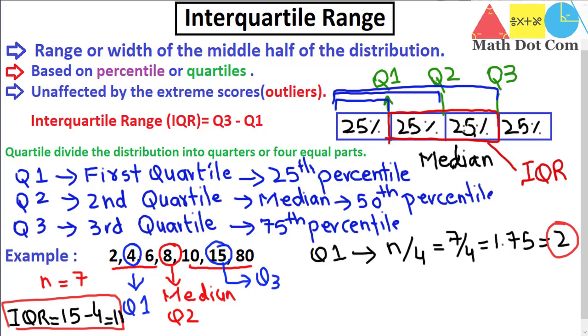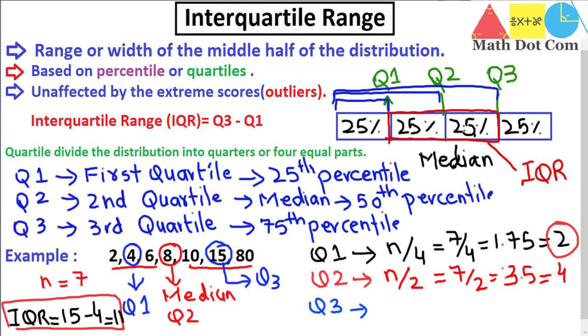Then we have the formula for Q2. For Q2, you just need to divide by 2 as it is halfway of the whole data set. So n divided by 2 is equal to 7 divided by 2, which is 3.5, or if we round it off, we will get 4. So Q2 will be at the 4th location in the given data set. That is 8. Q2 is 8.